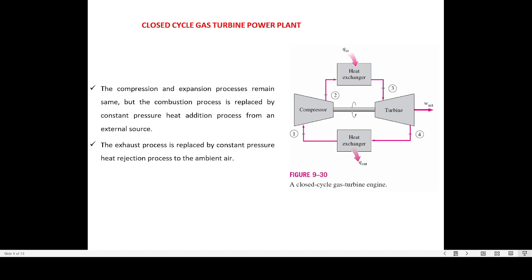But the point to be noted here is that the combustion process, the process 2-3, is replaced by a constant pressure heat addition process from an external source. You can see that a heat exchanger is placed there instead of a combustion chamber. Similarly, the exhaust process is replaced by a constant pressure heat rejection process to the ambient air. One can also identify that a heat exchanger is placed there. That way, the differences between the open cycle and closed cycle arrangements for the gas turbine can be given.